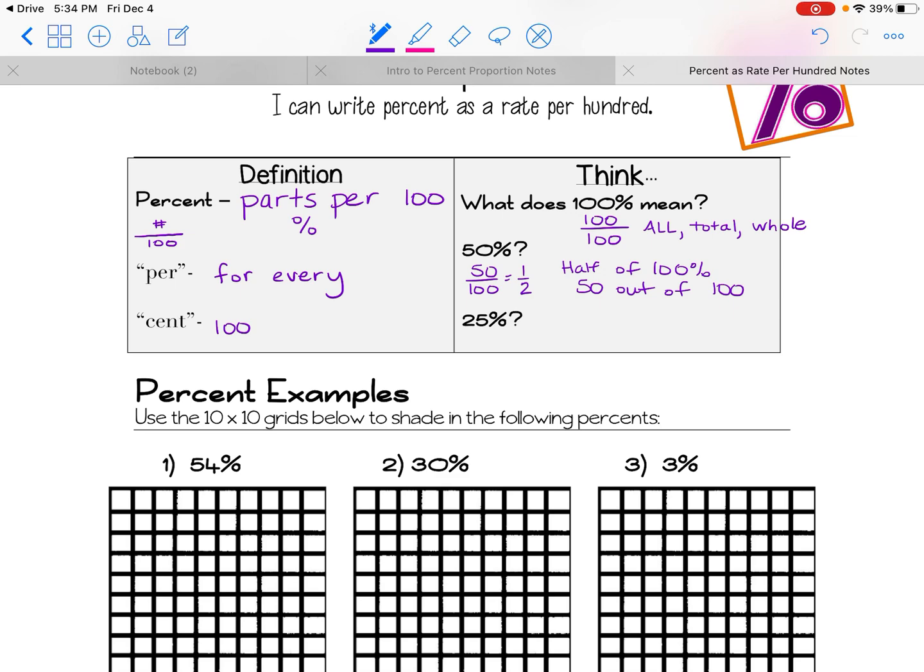Okay, and then 25%. Let's think about what that might mean. If we think about 25%, we have 25 out of 100. If you simplified that, that would be 1/4. So 25% means a fourth of 100%, and it means 25 out of 100.